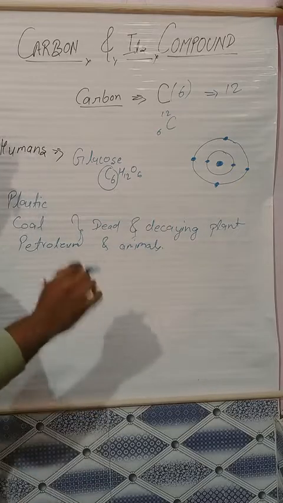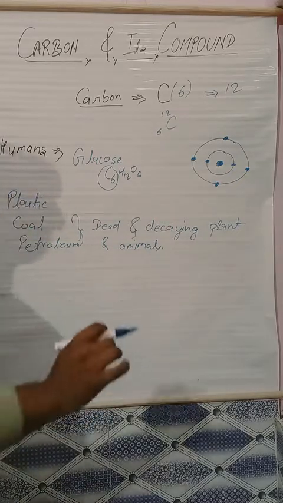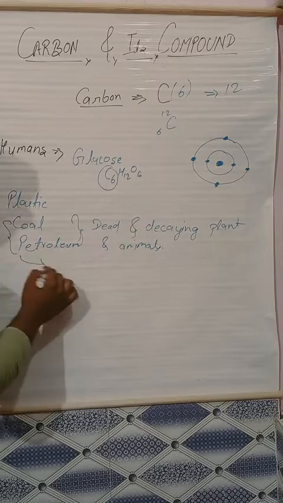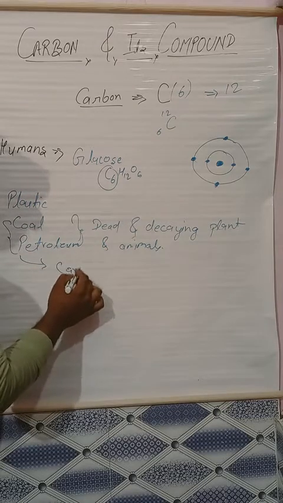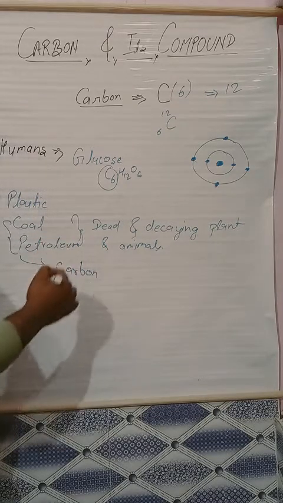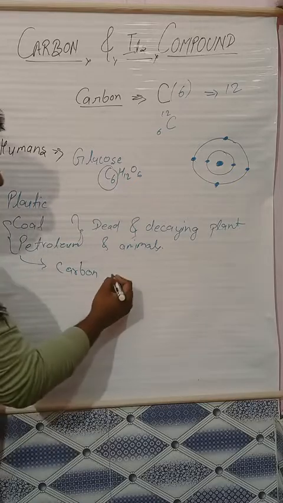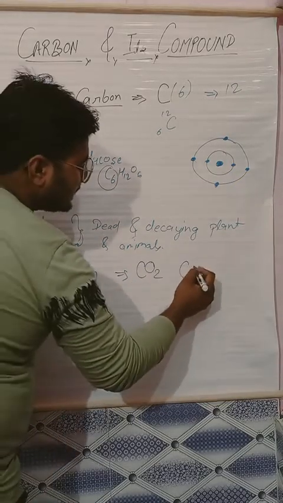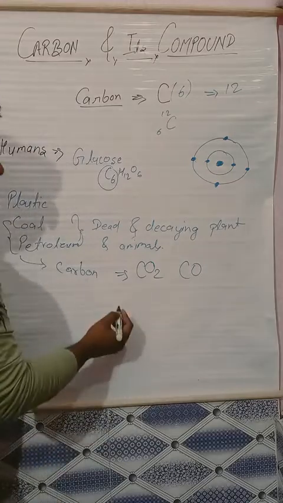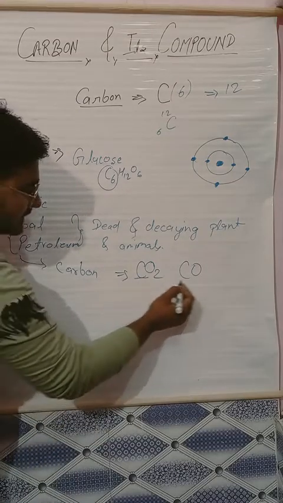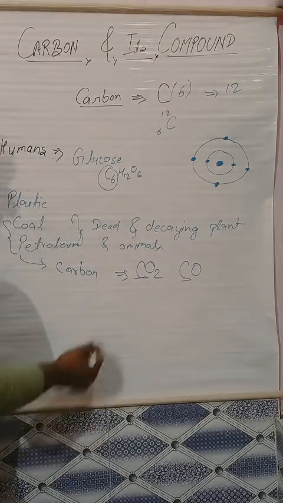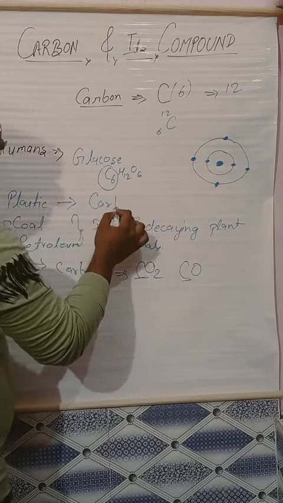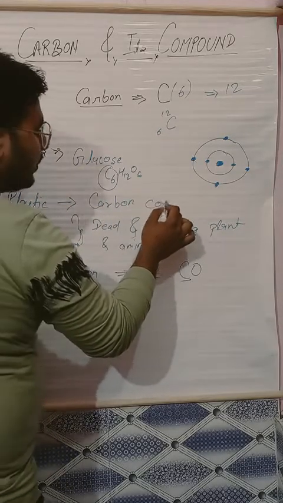So the simple thing, what I want to correlate with, is that these fossil fuels, these all are made up of carbon. When they are burnt in the presence of oxygen, what they are releasing? Either they are releasing carbon dioxide or they are releasing carbon monoxide. So what you can see in that, in both the cases there is carbon. Plastic, that is also made up of carbon element, carbon compound.